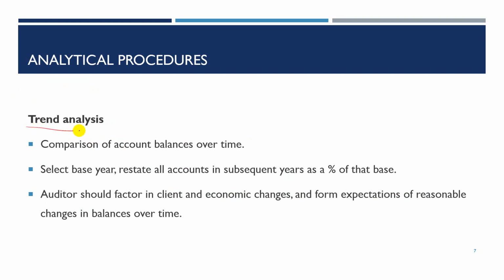Trend analysis involves a comparison of account balances over time. Trend analysis is conducted firstly by the selection of a base year and then restating all accounts in subsequent years as a percentage of that base. It allows the auditor to gain an appreciation of how various accounts have changed through time.